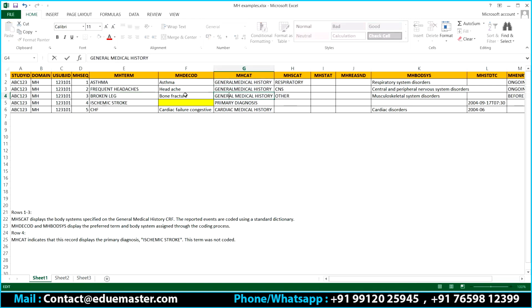Okay, but when it comes to the stroke, it falls under your primary diagnosis. The category is primary diagnosis. And here CHF, cardiac failure congestive, it is going to be cardiac medical history. Again, under this medical history, your asthma is all about your respiratory system. So the subcategory is going to be respiratory. Broken leg, we are simply mentioning as other. Your headache, we are calling it as MS.